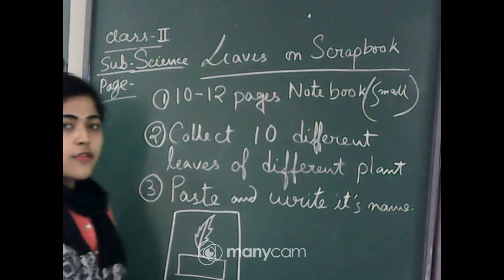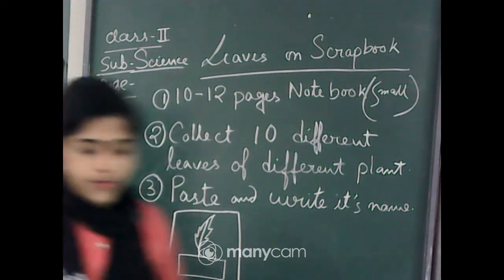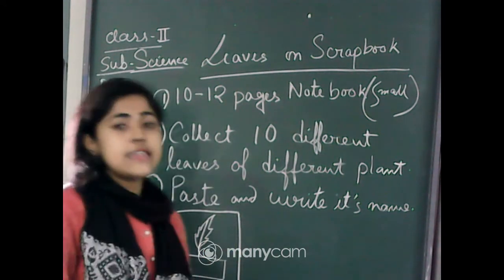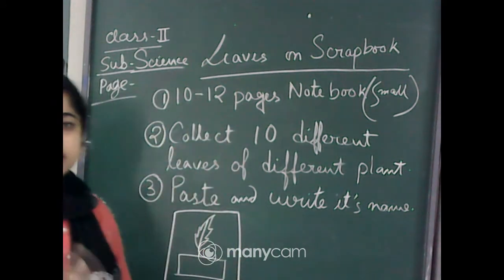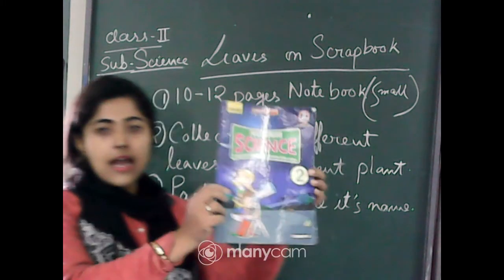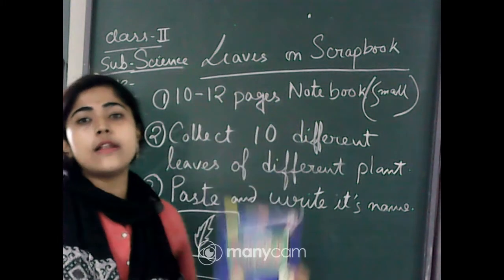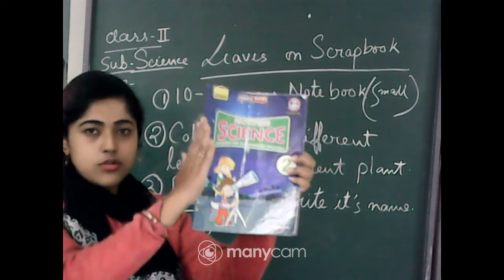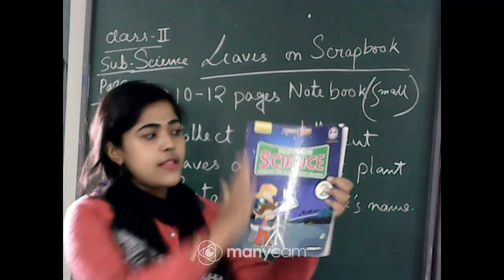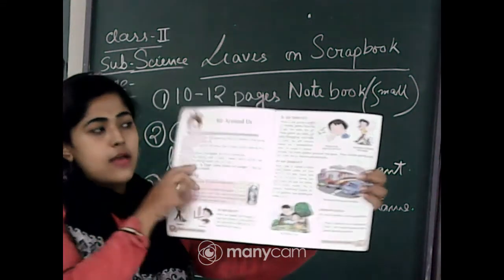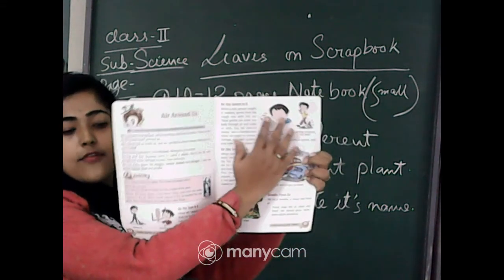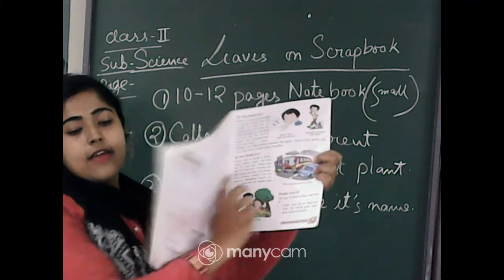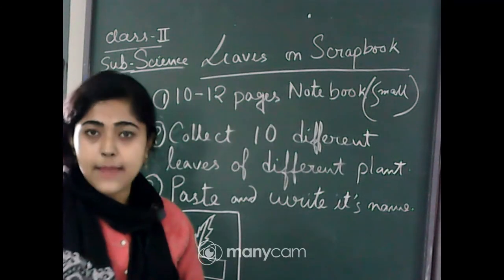So first of all, that's the making of the scrapbook. Take a notebook. Leaves on Scrapbook is just a name. Take a notebook which has only 10 to 12 pages. Think that is a notebook, I'm just giving an example. On the right side of your notebook, you have to paste the leaf, and under it you have to write down its name.